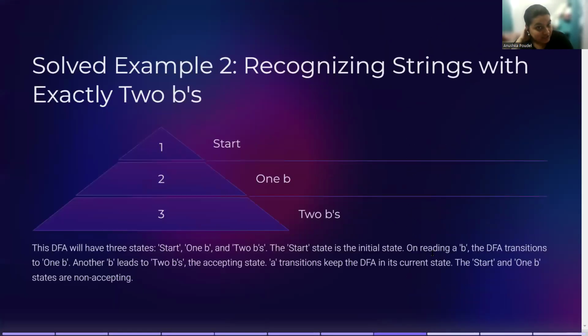The second one is to recognize a string with exactly two B's. So the DFA will have three states: start, one B, and two B's. The start state is the initial state. On reading B, the DFA transitions to one B. Another B leads to two B's, the accepting state. A transition on A keeps the DFA in its current state. The start and one B states are non-accepting.